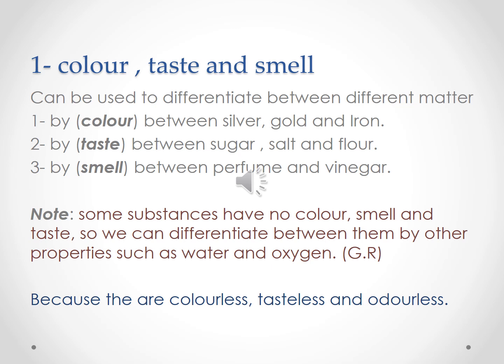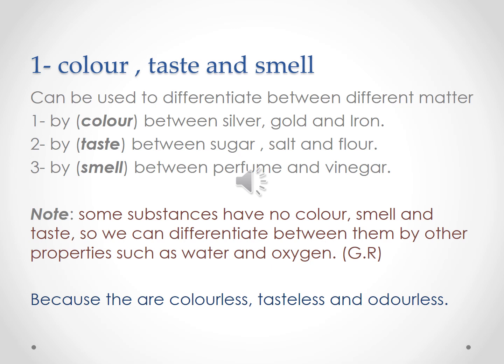Okay, let's talk about the taste. For example, if I have 2 spoons, the first spoon contains sugar and the second spoon contains table salt. So definitely I can differentiate between sugar and table salt by tasting. And finally, smell. If you have 2 bottles, the first one contains vinegar and the second bottle contains perfume. So actually I can differentiate between the two bottles by smelling.